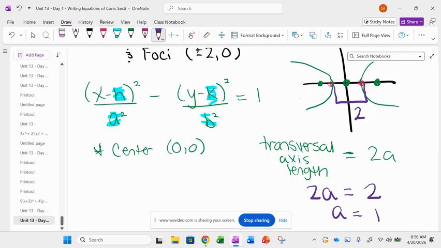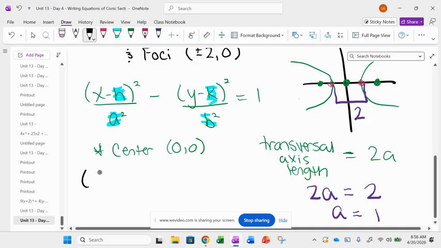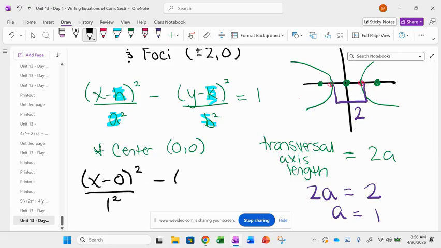Okay, so let's see what we have so far. We have x minus 0 quantity squared over 1 squared, minus the quantity y minus 0 squared over b squared, equals 1. I don't have b squared. Can I just leave it like this? No, I need to find b squared.